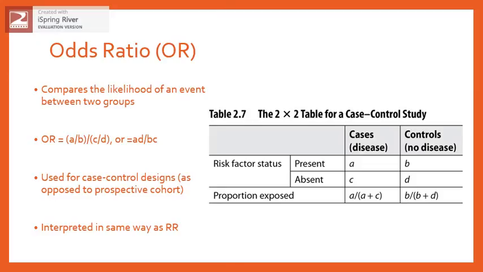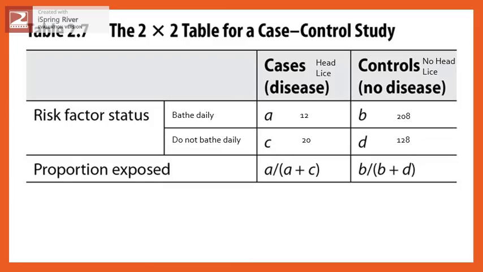So here's the 2x2 table for a case control study. You've seen this in a previous slide, but just remember the cases and controls here on the top, and you don't have an incidence rate, you have a proportion exposed instead. So here's an example. In kids who take a bath daily versus not every day, what are the odds of developing head lice? So the study would be designed in that they took kids with head lice and kids without head lice, and then asked, do you bathe daily or do you not?